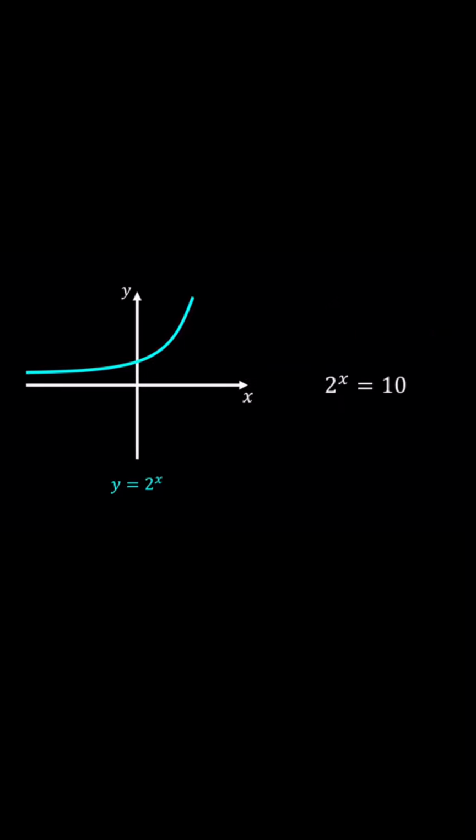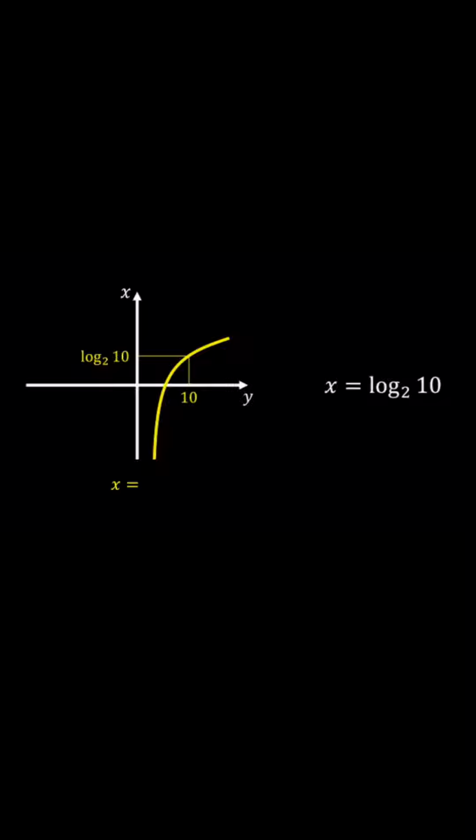So if we want to solve 2 to the power of x equals 10, we set y equal to 10 and then use the inverse function. X equals log base 2 of 10. This gives a decimal of 3.3219 to 4 decimal places. So that is all a logarithm really is, the inverse of an exponential function.